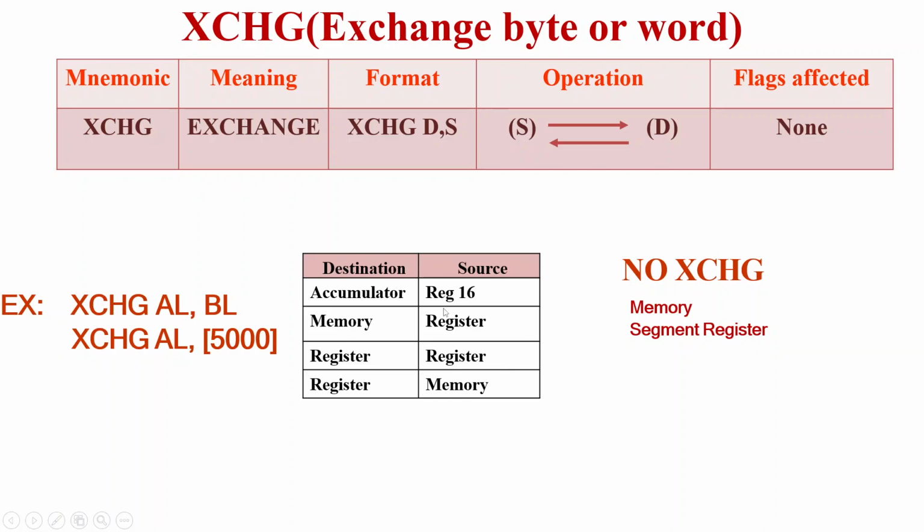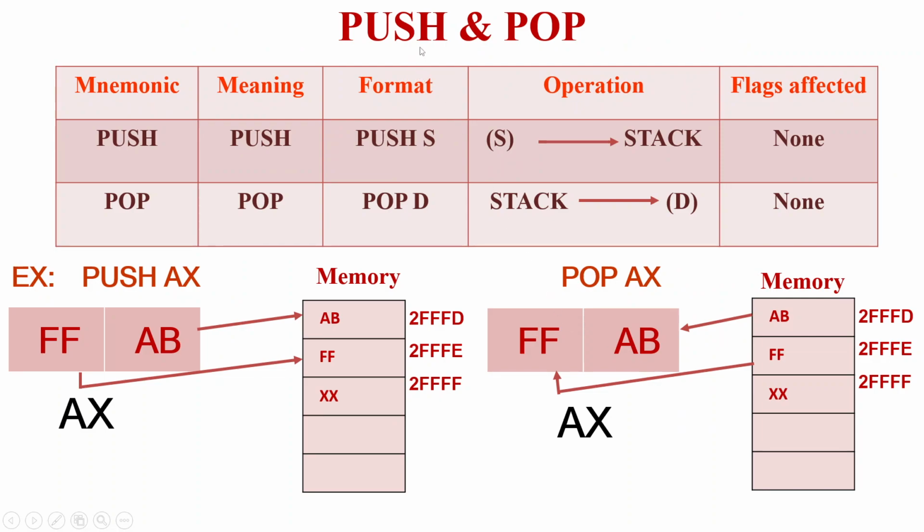This table tells you what possible exchanges can be done. Exchanges can be done between an accumulator and a 16-bit register, between a memory and a register, between a register and a register, and between a register and a memory. You cannot apply this instruction between a memory and a segment register. The next instructions we are going to discuss are push and pop.